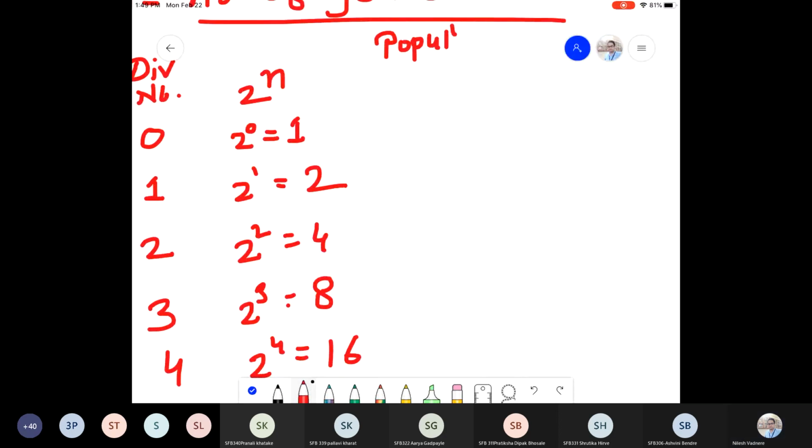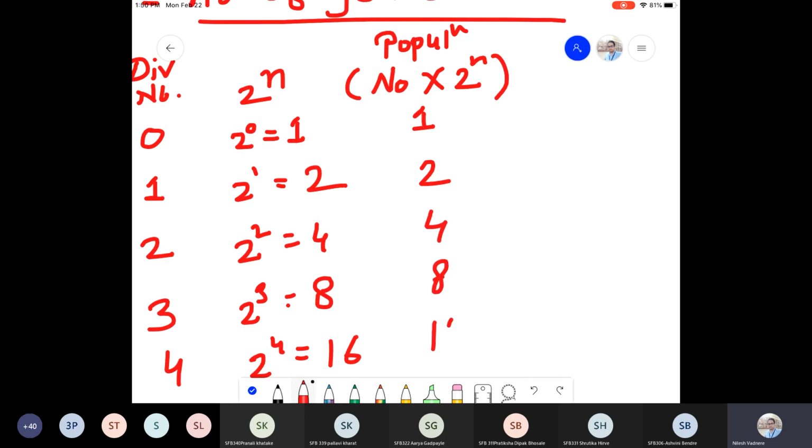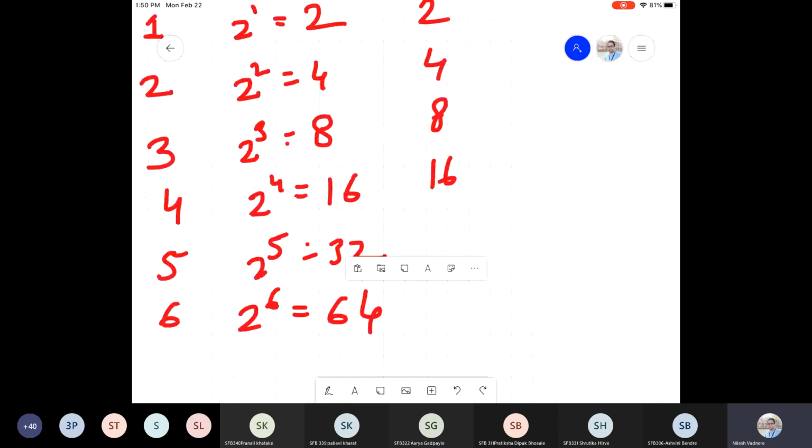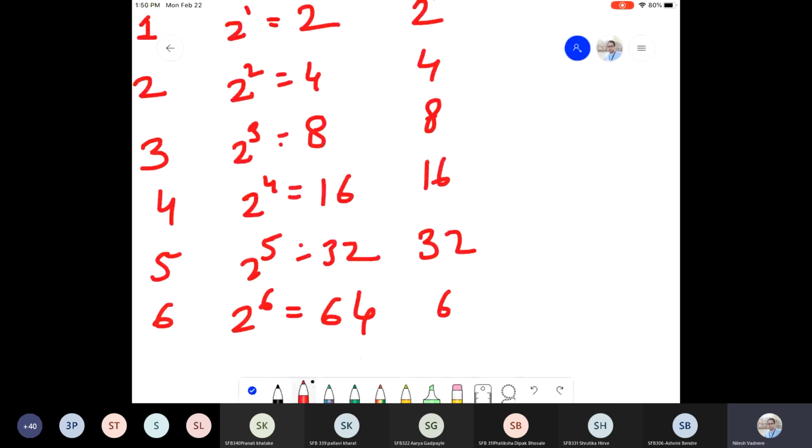population is equal to N0, the initial number of bacteria, multiplied by 2 raised to n. Now the initial number of bacteria is 1. So we have calculated 2 raised to n, and it will be 1. 1 into 1 is 1. Then 2 into 1 is 2. 1 into 4 is 4, 8, 16, and so on. 32 and 64.